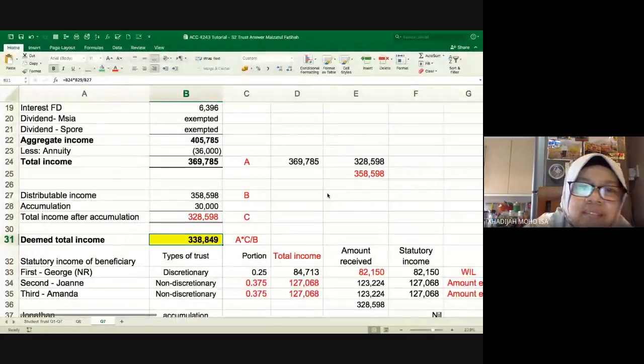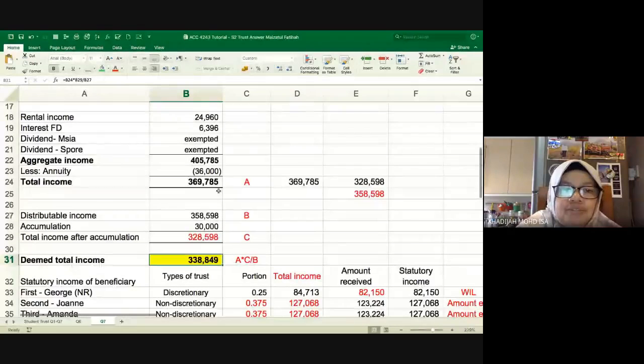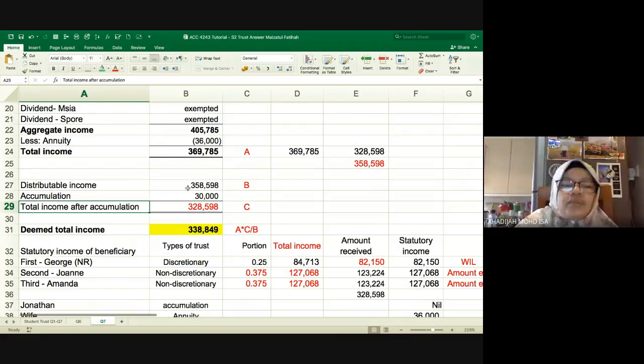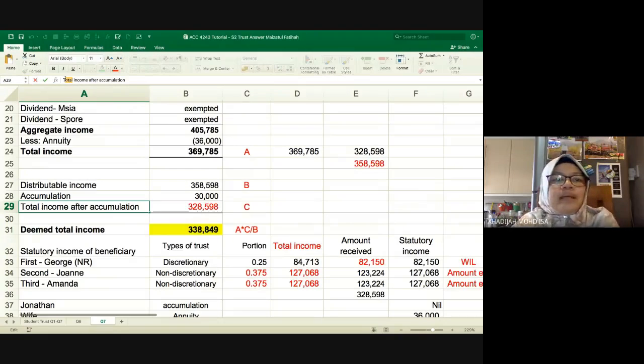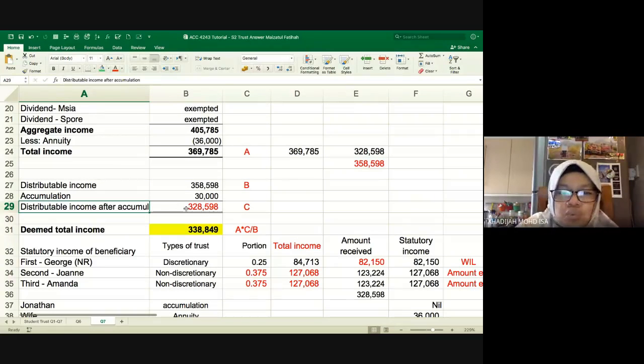Okay. Sekarang ni, can you see the Excel? Yes. Okay. So whenever you have accumulation, you have to compute your distributable income. But in this case, you are given the distributable income. So you don't have to compute. But then you put that into the formula. You have to compute distributable income minus accumulation. And then you have distributable income after accumulation is 328 lah. Right, 358 minus 30, then you have 328.